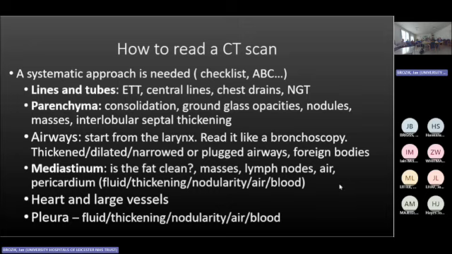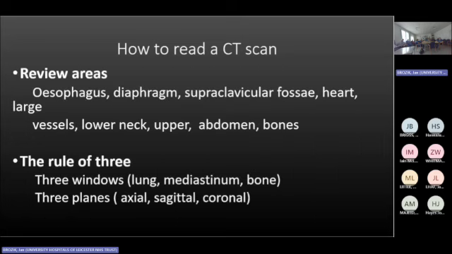Also need to assess the bones, look at the spine. Like on chest X-ray, we have some review areas where we tend to miss things because there are two big lungs and a heart in between, and we're happy with everything. But there are also other structures such as the esophagus and the diaphragm. The diaphragm is a bit tricky to assess only in the axial plane, so it could use other planes as well. So the supraclavicular fossa, that we often miss.